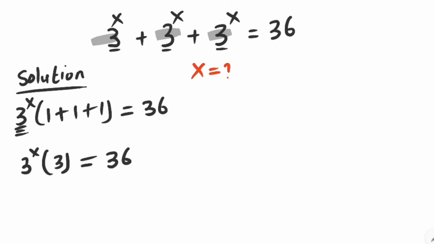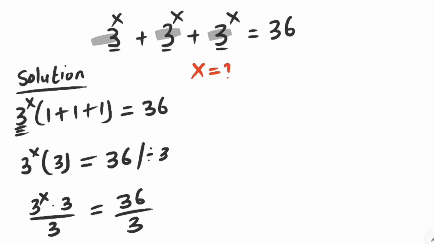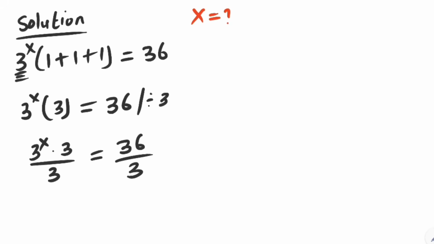If you divide the whole of this equation by 3, we have 3 raised to power x multiplied by 3 divided by 3 is equal to 36 divided by 3. And this 3 cancels this 3. 3 here 1, 3 here 1, 3 here 2. This is 3 raised to power x is equal to 12.